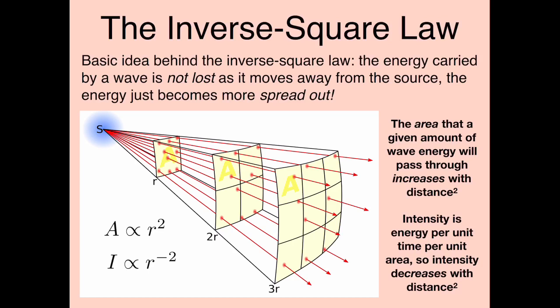But intensity is what we care about here. And remember, intensity is the energy per unit time per unit area. So in other words, the energy that's passing through these different areas is not changing at all, but the area is. And since when we deal with intensity, we're dividing the area out, area is in the denominator, the intensity must be decreasing with distance. And in fact, it's decreasing with distance squared, okay? So if the area is proportional to r squared, the intensity is proportional to r to the minus 2. And that's where the inverse square law comes from.